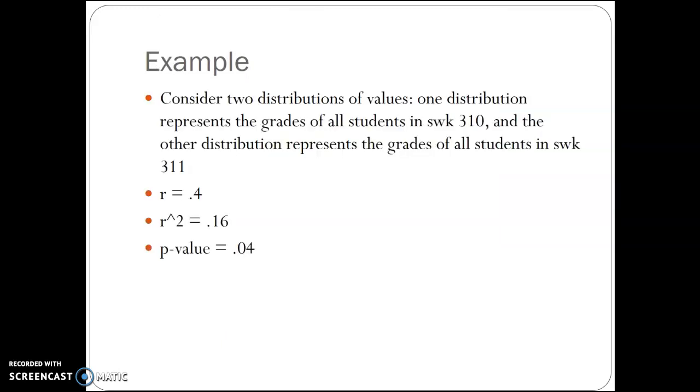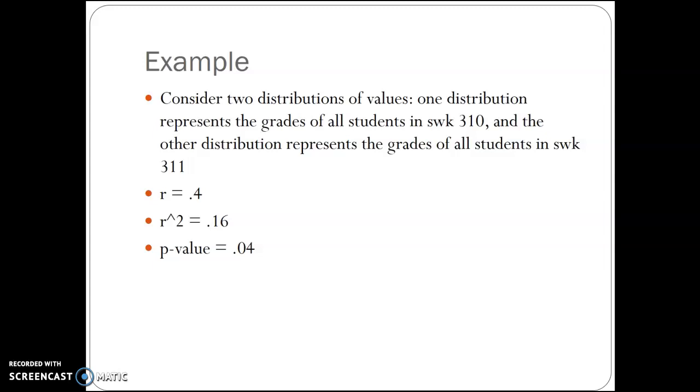Here's a quick example. Let's say you have two distributions. We talked about the basic notion of distribution. So let's say we have a distribution of grades of students in Social Work 310, and then we have another distribution of grades from students in 311. And we want to check the correlation and the R-square value. We want to interpret these values for now, not necessarily calculate them. In interpreting these values, we have an r, an r squared, and a p-value.